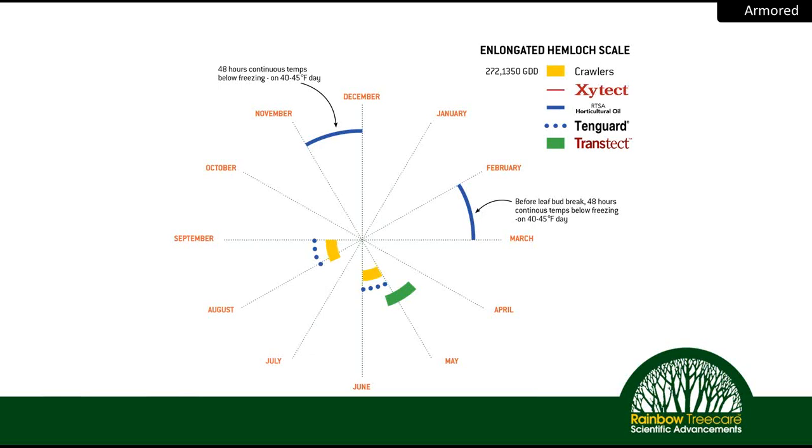We really can't use Zytect or Lepitect for this type of scale insect, just because it's not feeding in the places that these insecticides go to. So we really have to rely a little bit more on sprays, and then once again on that systemic insecticide. So treating with Transtect about 2 weeks prior, or doing a bark spray as soon as you see crawlers emerge, or treating with TenGuard multiple times during the two emergences to really knock down that population.